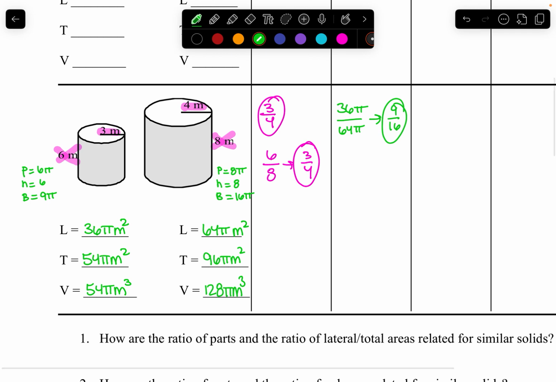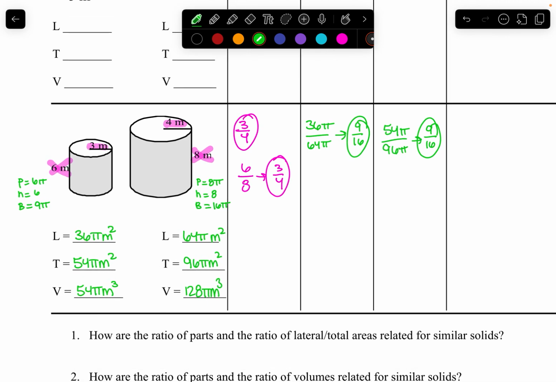The next column wants us to do the ratio of surface area or total area. So that's going to be 54 pi over 96 pi. This should again get us 9 over 16, but I am still going to double check just to make sure that I did my math right. It does give us 9 over 16. So again, our area is still 9 over 16. And then the last thing it wants us to check is our volume ratio, which will be 54 over 128. So 54 pi over 128 pi gets us 27 over 64.